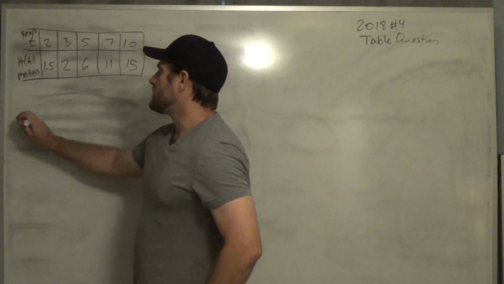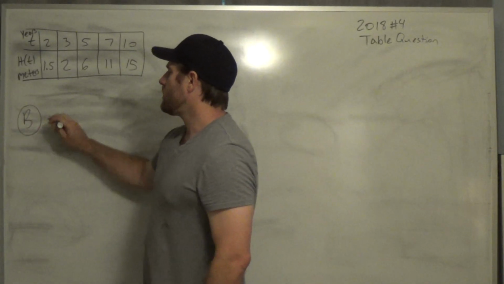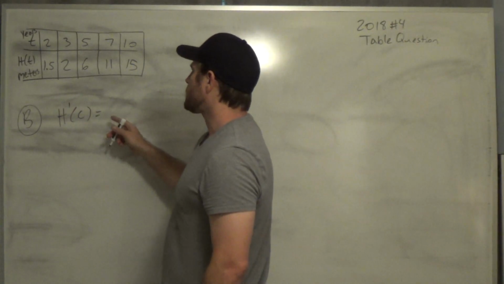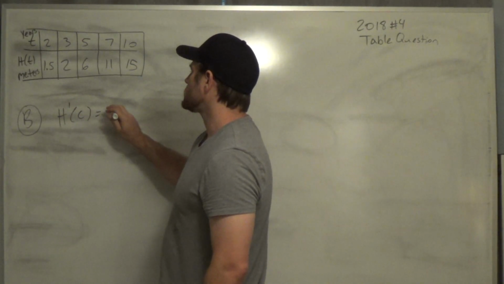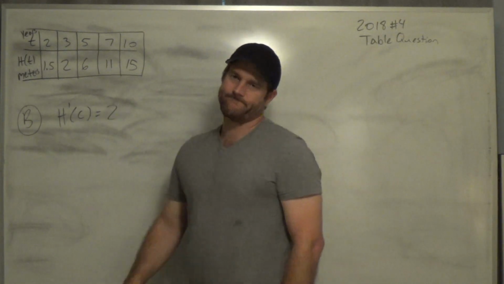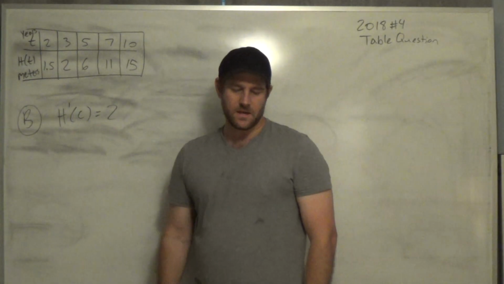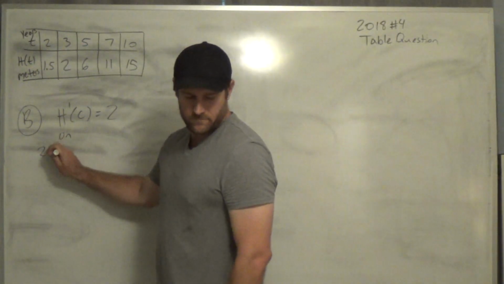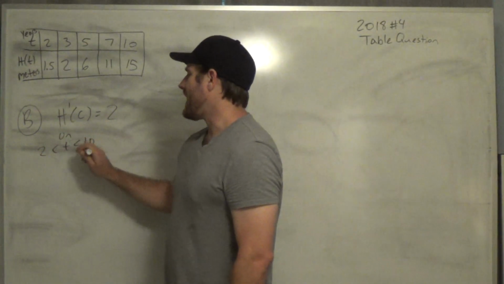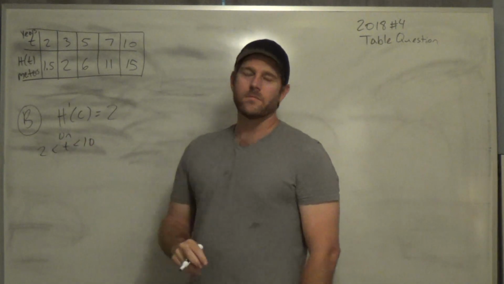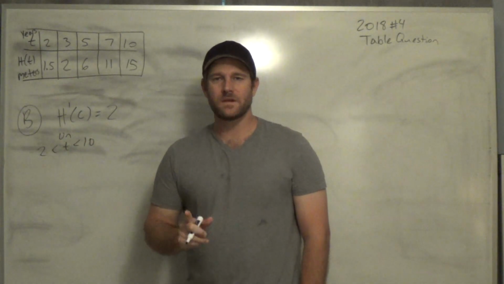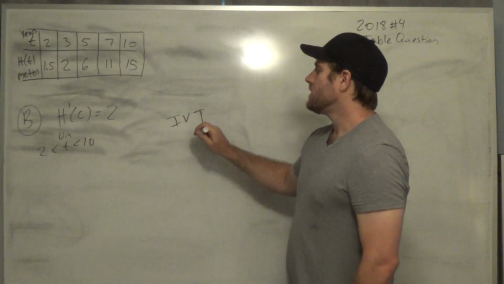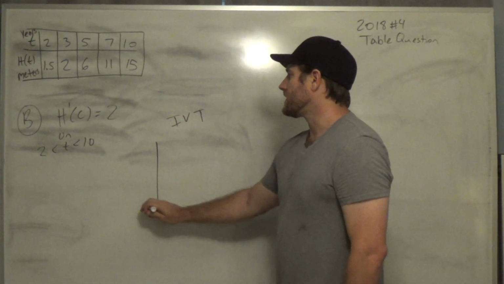All right, part B. They want to know, can we prove that at some time c, h prime c equals 2 for some c on the interval 2 to 10? Now, the moment you see a c in the problem, it's either the intermediate value theorem or the mean value theorem. It cannot be the intermediate value theorem, because the intermediate value theorem would work like this.